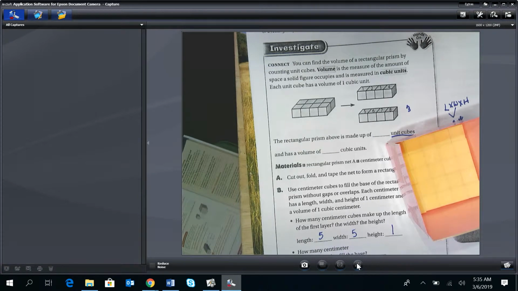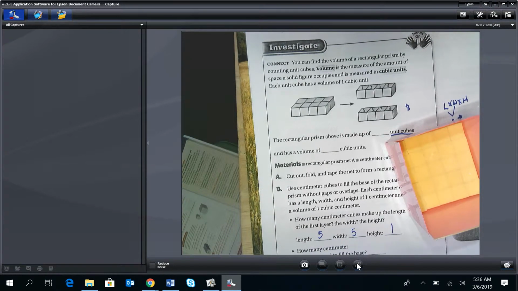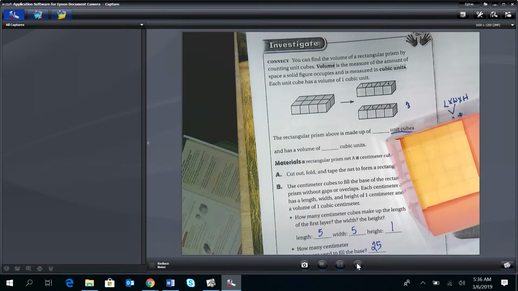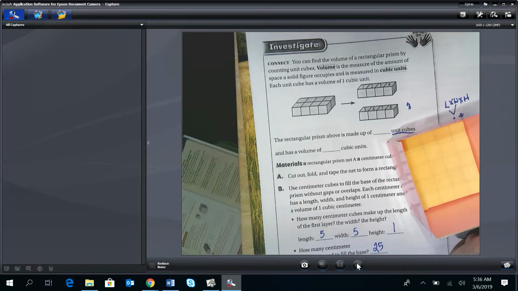So how many centimeter cubes are used to fill the base? Well, like we talked about before, 5 times 5 is 25. 25 times 1 is 25. So how many do I have in there? I have 25. The volume of that is 25. Okay, continue filling the container layer by layer. Count the number of centimeter cubes in each layer. So how many in each layer? I want you to stop the tape and do that, please.